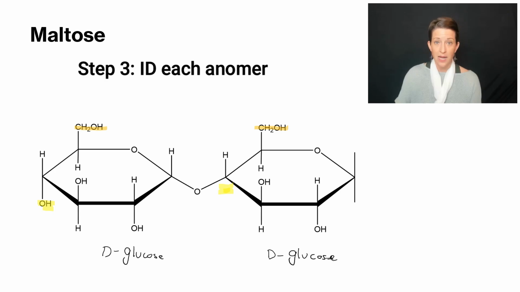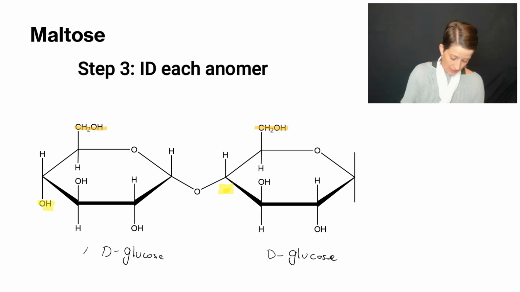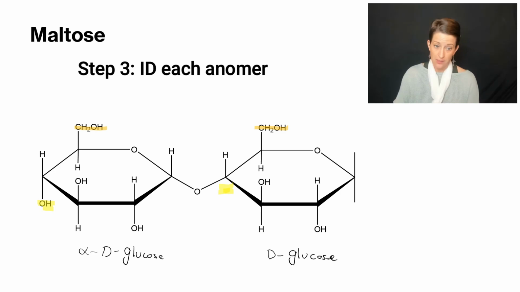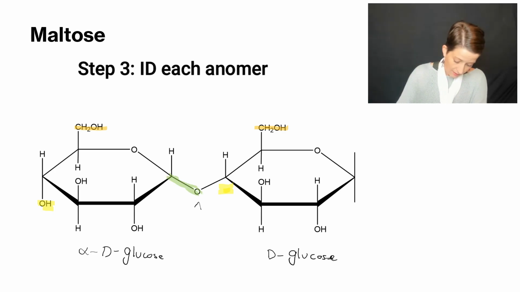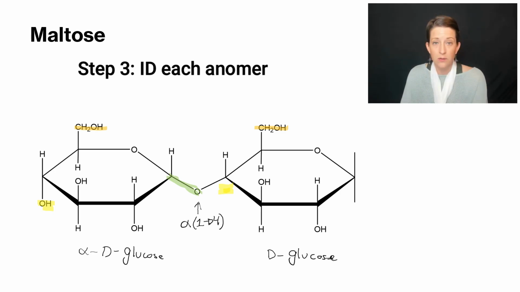Lastly, because they're in their Haworth structure, we need to know the anomer that these are. In maltose, our first glucose has to be in the alpha position. It is alpha D-glucose, because maltose will always have an alpha 1,4 glycosidic linkage, which is why the first glucose monosaccharide is an alpha D-glucose.